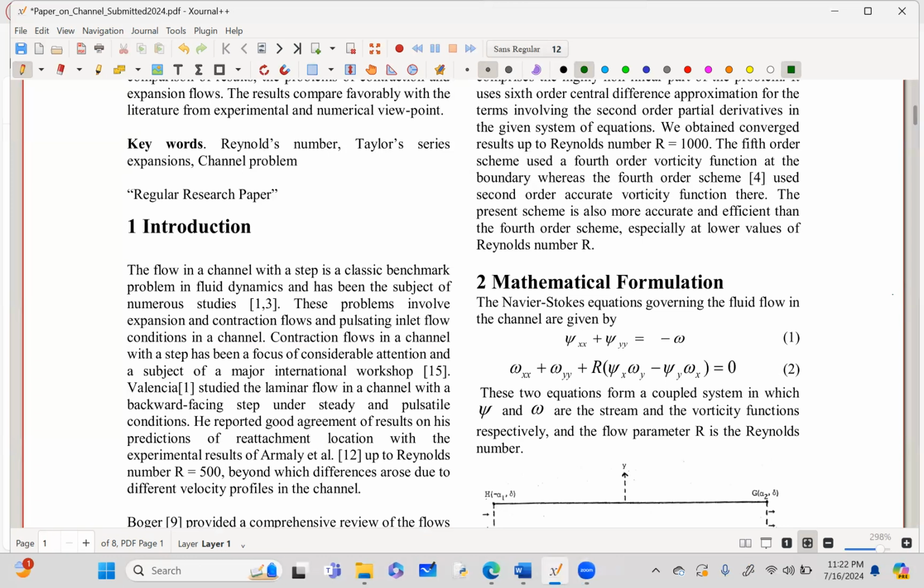The Navier-Stokes equations, which govern the fluid flow in the channel, are given by a coupled system of equations. The two equations have the psi and the omega functions, which are the stream function and the vorticity function, and R is the Reynolds number. Equations 1 and 2 form a coupled system of equations.